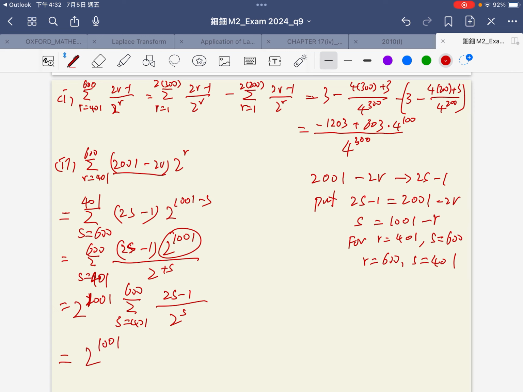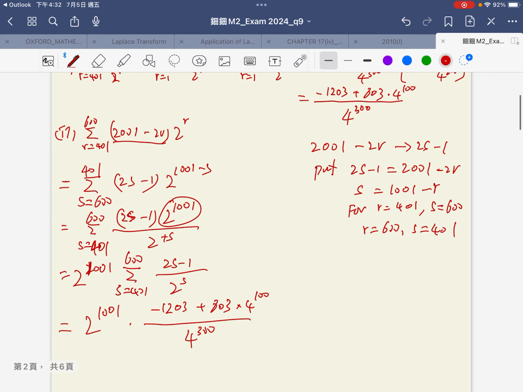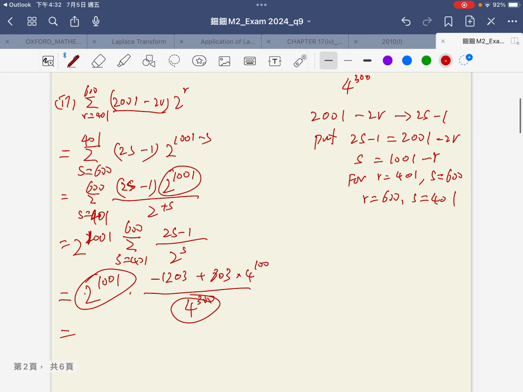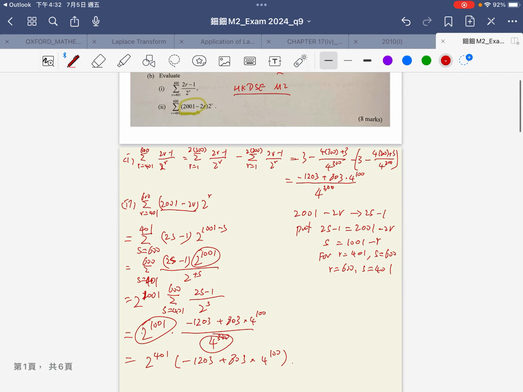2 to the power 1001 times minus 1203 plus 803 times 4 to the power 100, over 4 to the power 300. And cancel the common factors. We can achieve the result 2 to the power 401 times minus 1203 plus 803 times 4 to the power 100. Yes, this is the final result.